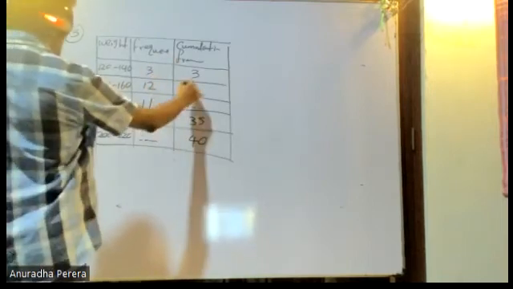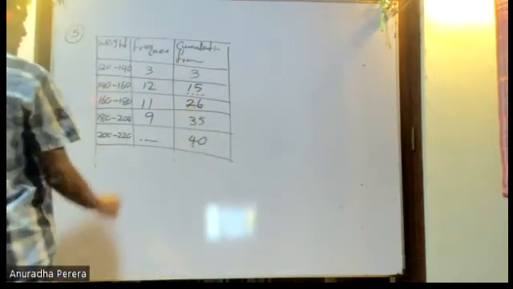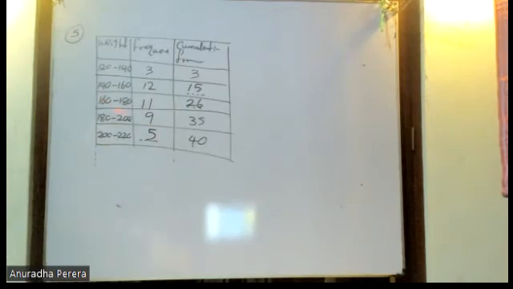3 plus 12, 15. 15 plus 11, 26. 35. This one is 5. To fill them, 3 marks.